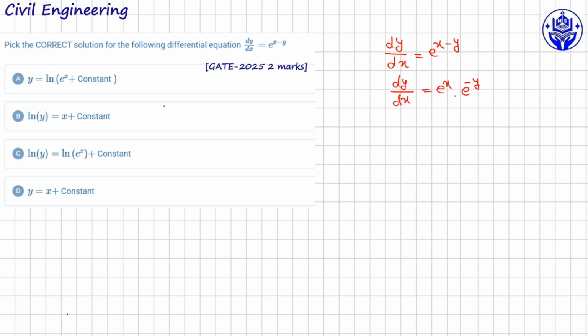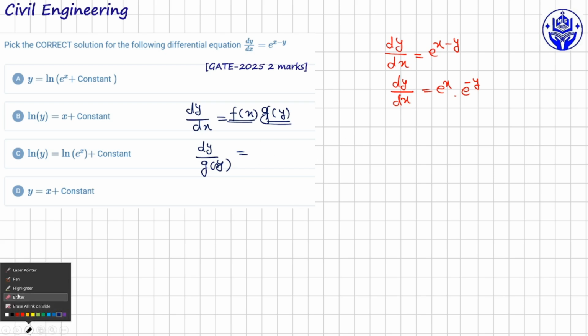Now, if you have this kind of differential equation in which dy by dx is nothing but f of x into g of y, in which you are separating, you can separate just this function and this function, because this is the derivative and our aim is to get the solution. It means our aim is to get the integration. So if I separate it like this, g of y dy and f of x dx.